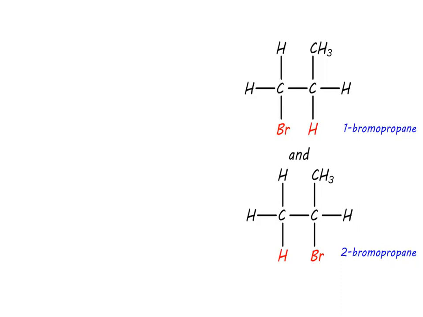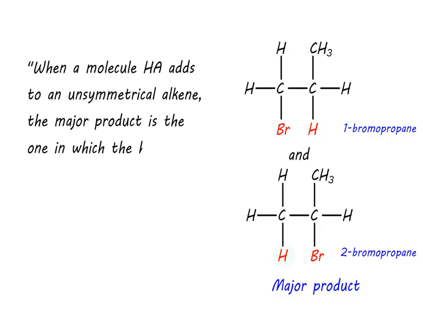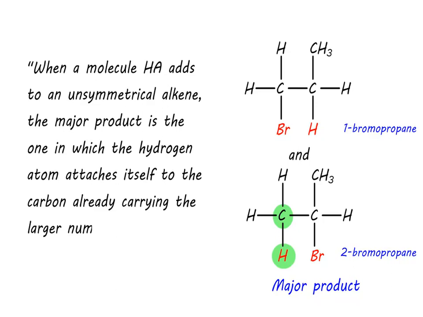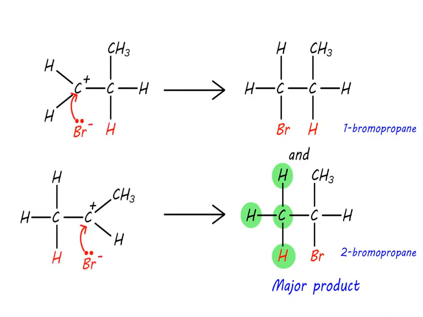You can predict the product, which will be the major product, by applying Markovnikov's rule, which states, when a molecule HA adds to an unsymmetrical alkene, the major product is the one in which the hydrogen atom attaches itself to the carbon already carrying the larger number of hydrogens. The specification states that you do not need to know the reasoning behind the Markovnikov rule.